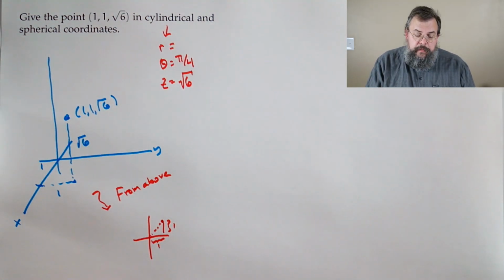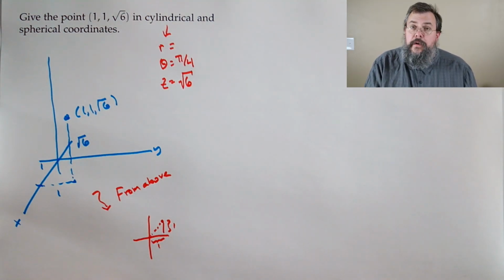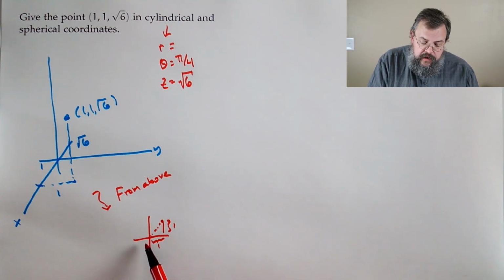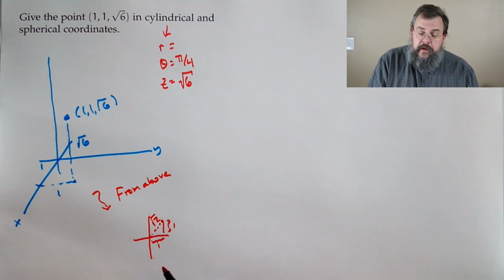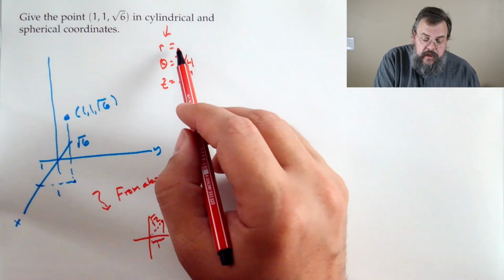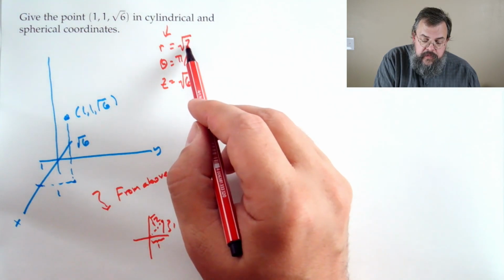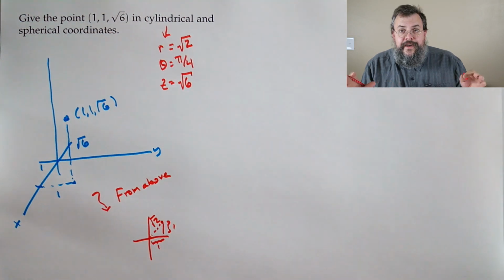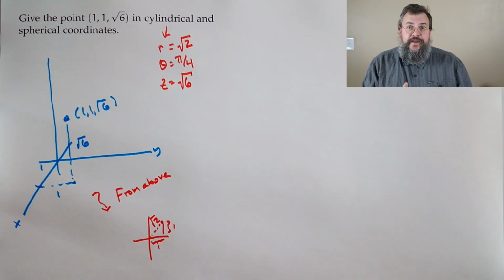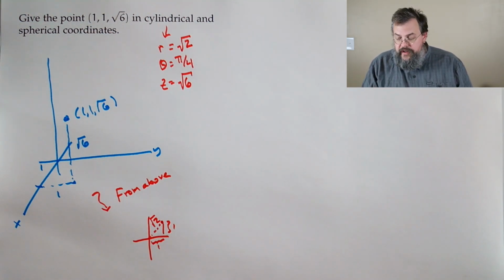Now, how about r? What can we say about r? Well, we have a triangle, 1, 1. The missing side would be root 2. So we can use the Pythagorean theorem, right? Of course we can. So root 2, pi fourths, root 6. Good. Now, that's cylindrical. What about spherical?